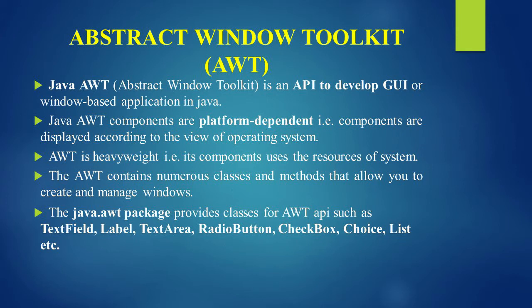Abstract Window Toolkit. The Java AWT is an API to develop GUI or window-based applications in Java. Java AWT components are platform dependent, that is, components are displayed according to the view of the operating system. It is heavyweight, that is, its components use the resources of the system. It contains numerous classes and methods that allow you to create and manage windows. The java.awt package provides classes for AWT APIs such as text field, label, text area, radio button, checkbox, choice, list, etc.